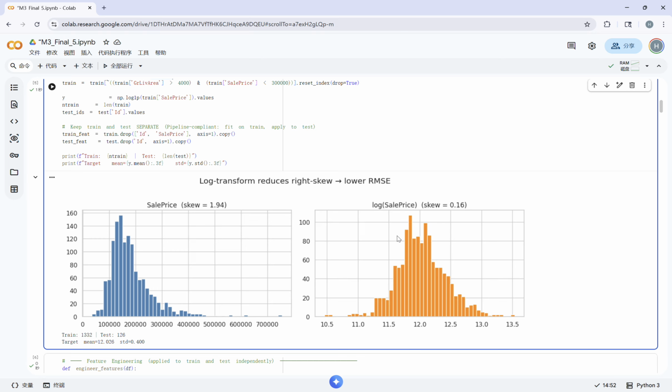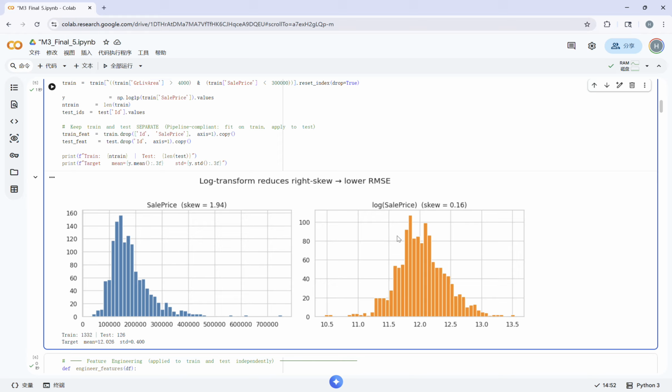So our rule is any step that learns parameters, such as imputation statistics, distribution-based thresholds, or feature transformation decisions, was fit only on the training set and then applied to the test set. This makes the evaluation more trustworthy and closer to real deployment scenarios.